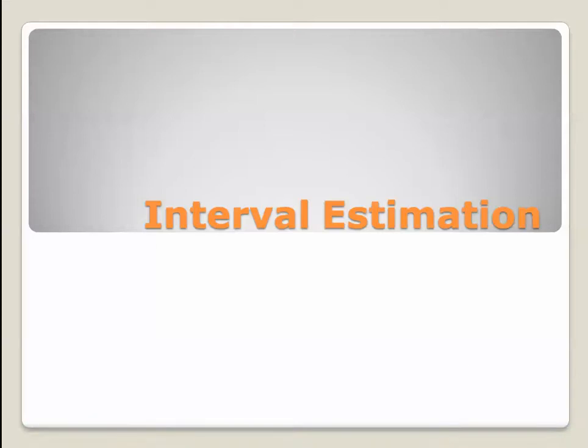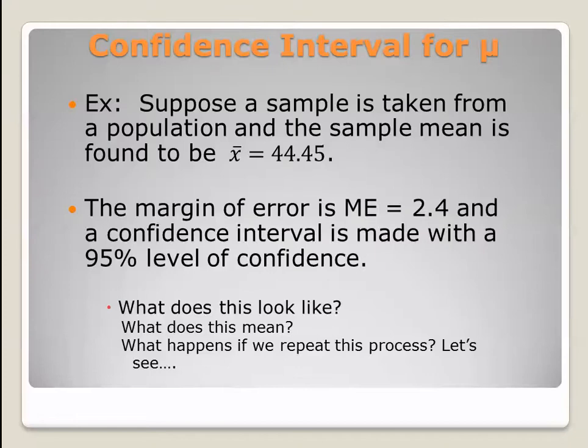This video is about interval estimation. So if we're constructing a confidence interval for mu, that would be an example of interval estimation for a population parameter. Mu is the parameter. We're doing an interval to estimate mu. So I want to talk a little bit about what that really means.